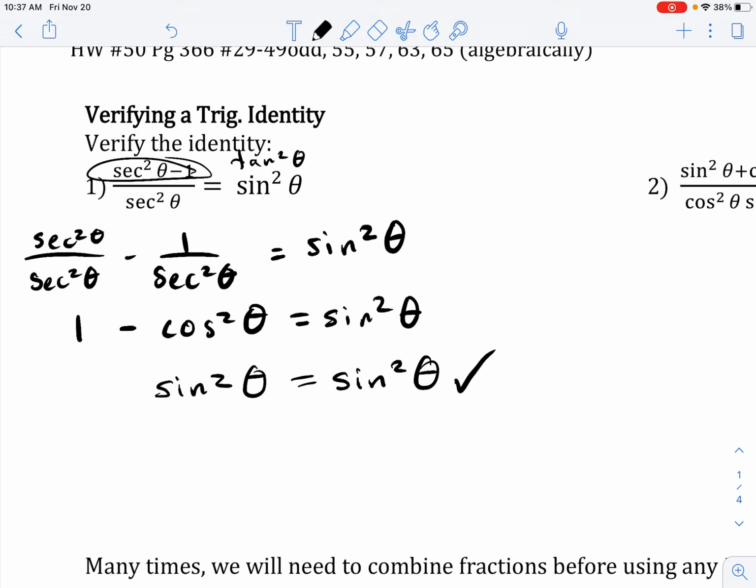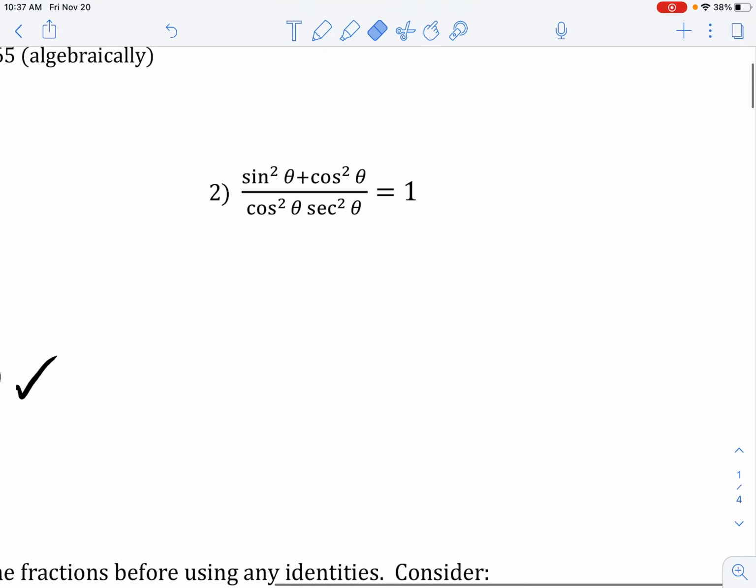I think it might take a few more steps, but it could definitely get you down the path. Let's try this next one. So for me, when I see that numerator, the first thing that jumps out to me is to use the Pythagorean identity to rewrite that as 1.